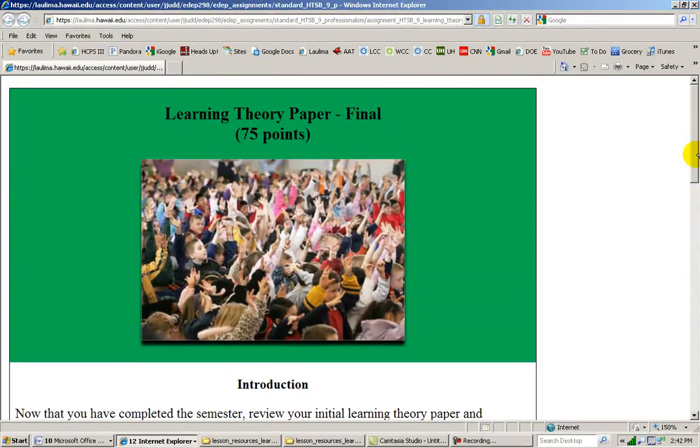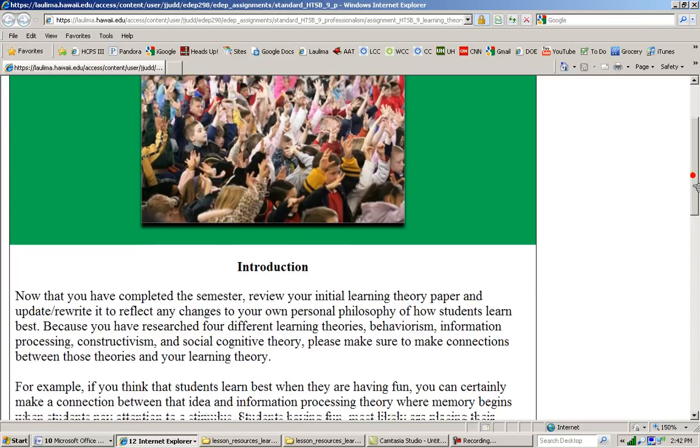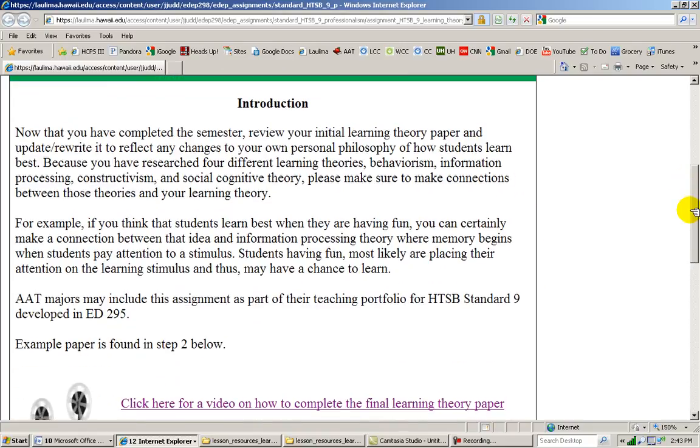Now that it's the end of the semester and you've completed your review of learning theories and developmental theories, it's time to go back to looking at your initial learning theory and see if anything's changed. What we want to do here is take what you originally talked about and swap it out for some of the terms and understandings that you got from the four different learning theories and developmental theories, making connections between what you originally thought and what you've studied since then.